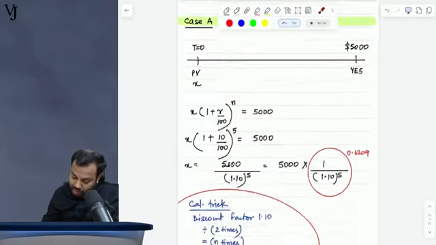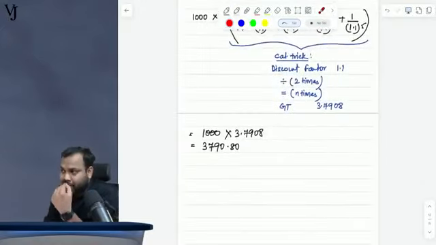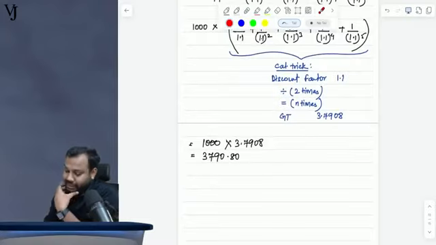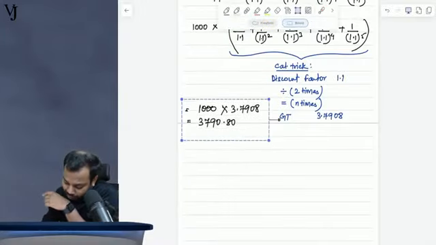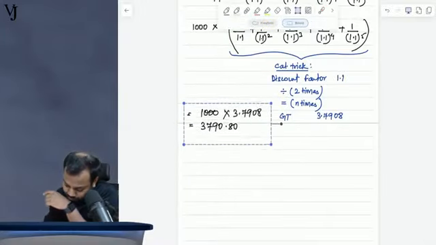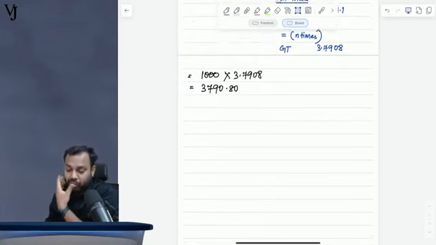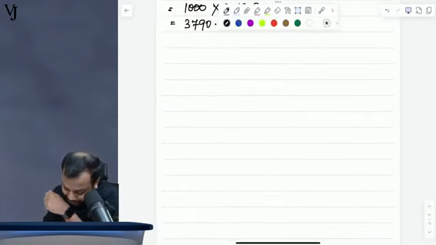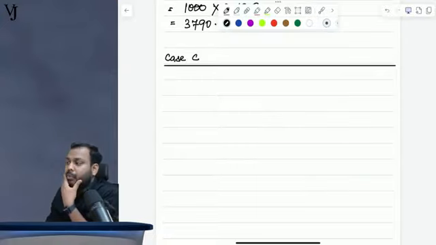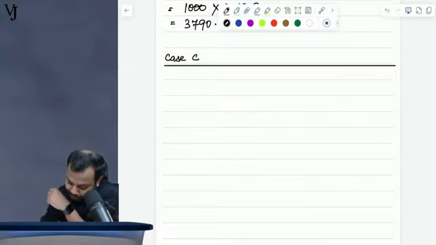Okay. Now tell me guys, are case A and case B clear to all of you? Moving on to case C.